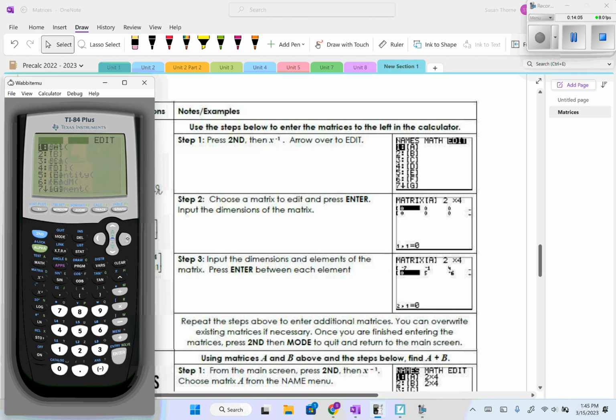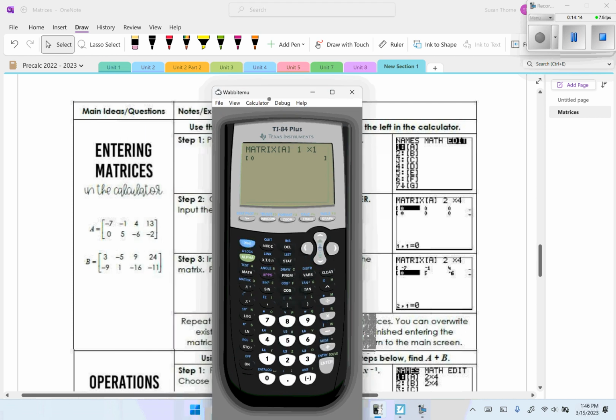So we're going to arrow over to edit, and we're going to edit the first one, which is matrix A. Matrix A is 2 rows by 4 columns, so we need 2 by 4. We just hit enter to enter these numbers in. So -7, enter, -1, enter, 4, enter, 13, enter. And then we have 0, 5, -6, and -2.